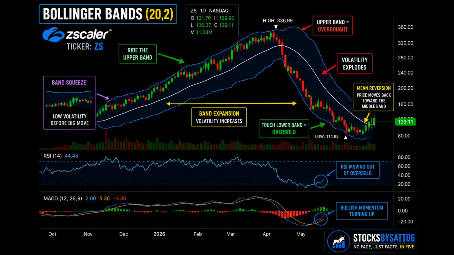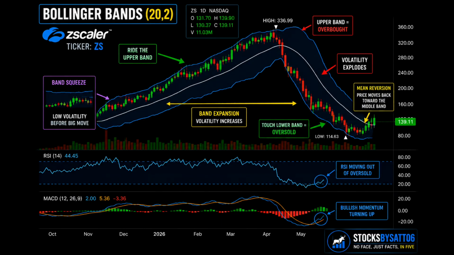Today, we're doing something a little different. Instead of analyzing whether a stock is a buy, we're learning one of the most useful indicators for beginner and intermediate investors: Bollinger Bands. To make it easy to understand, we're using a stock that just experienced a massive move, Zscaler, ticker symbol ZS. If you've ever opened a chart and seen those bands wrapped around the stock price but had no idea what they meant, by the end of this video, you'll know exactly how they work and how traders use them to identify momentum, volatility, and potential reversal points.